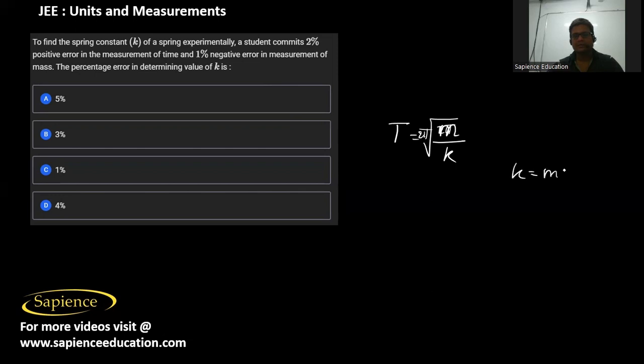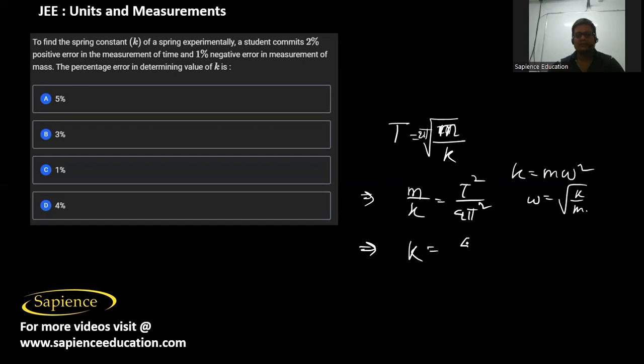K equals m omega square. So omega equals root over k by m. So T equals 2 pi root under m by k. Therefore, m by k will be equal to T square by 4 pi square. So k will be 4 pi square m by T square.